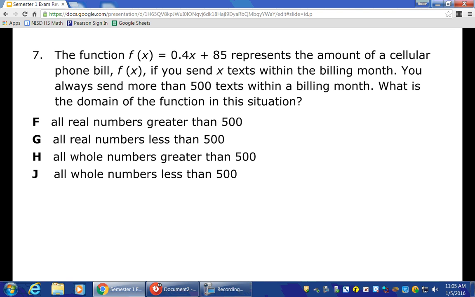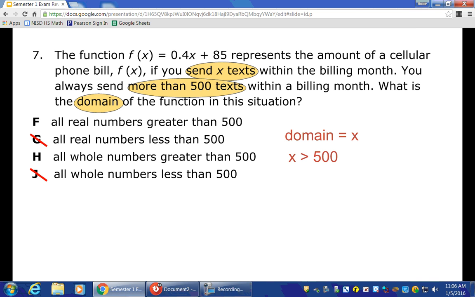Well, here, I want to see that the domain, X, are the number of texts sent within a billing month. So my domain are my X values, and I say that more than 500 texts are sent. So X is greater than 500. If I look at my answer choices, I see that there are two answers, G and J, that both say less than 500. So we can eliminate those two answer choices because they say less than.